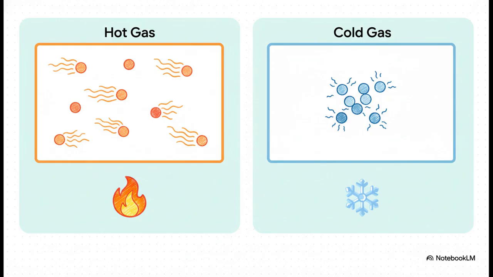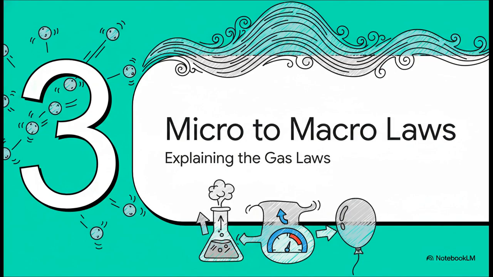The faster-moving molecules push each other further apart. That makes the air less dense, and up it floats. Okay, this is the part where it all clicks into place. We've seen how these tiny molecules move and how they create pressure. So now, let's connect all that microscopic action to the famous big picture laws that govern gases.